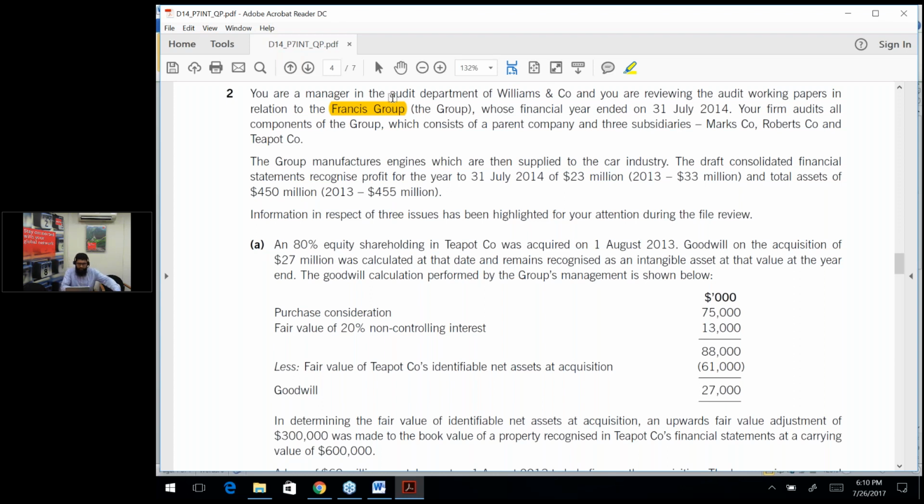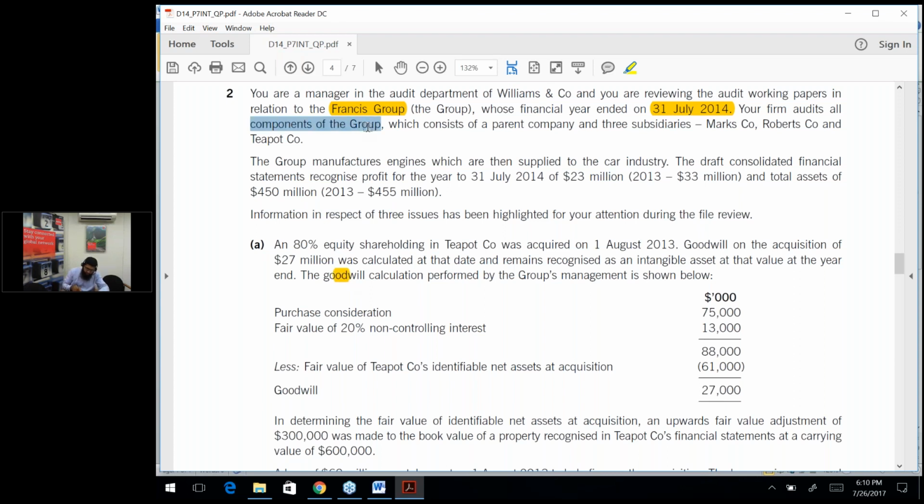Okay, let's just start discussing this question. It says you are the audit manager, a manager in the audit department of Williams & Co., and you're reviewing the audit working papers in relation to Francis Group, whose financial year ended on 31st July 2014. So the year end is 31st July 2014. Your firm audits all components of the group.